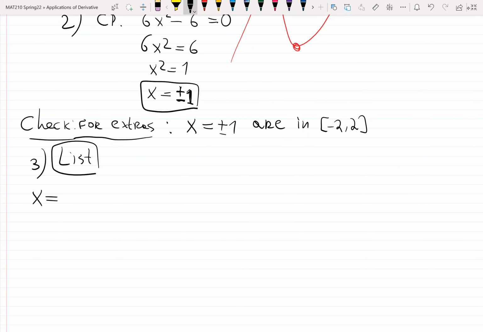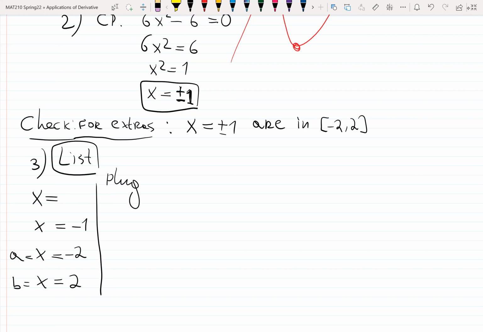The list consists of all the critical points, which are -1 and 1, and the endpoints, -2 and 2, A and B. And then you do what? You plug them into the original function.